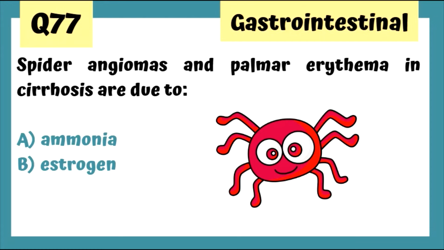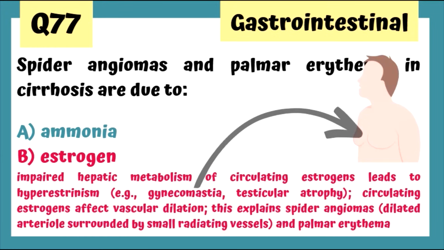Question 77. Spider angiomas and palmar erythema in cirrhosis are due to which of these? And the answer is estrogen. It's quite interesting. How does this work? Well, there's impaired hepatic metabolism of circulating estrogens leading to hyperestrogenism, right? Because usually there's hepatic metabolism of estrogen, but since the liver is not working, there's going to be an increase in estrogen leading to gynecomastia and testicular atrophy. Circulating estrogens affect vascular dilation as well, and that explains the spider angiomas and the palmar erythema.